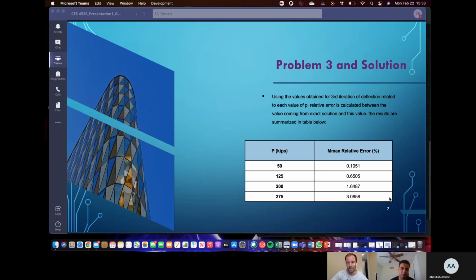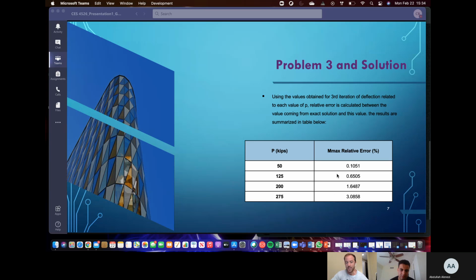So problem 3 was just asking for the relative error that we calculated for problem 2 versus the exact solution. The way we came up with this was the exact solution from part 1 minus the maximum moment from the third iteration in part 2, divided by the exact solution maximum moment and multiplied by 100 to give you a value in percentage. As you can see, for the 50 kip load, the relative error was about 0.1%, so extremely low.